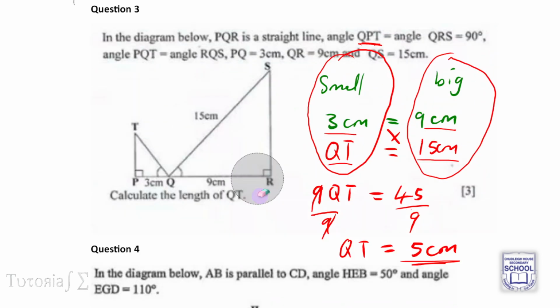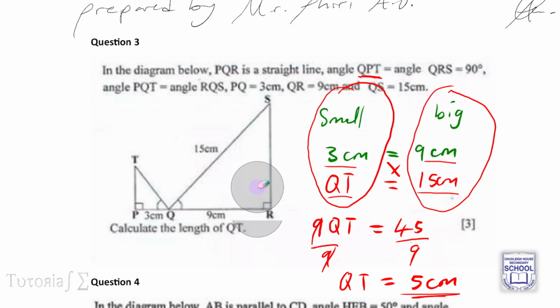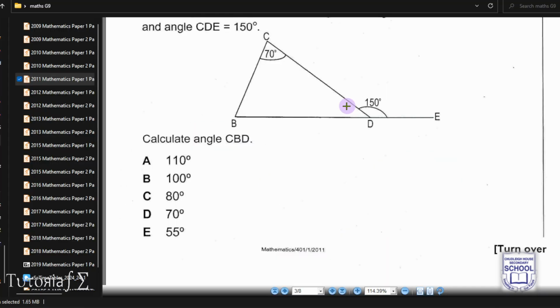Okay, so now before we go to this one, let me see if I can pull up some questions on similarity and congruence. All right, so just a quick activity. I'll just pull some questions. So here you have this triangle here. This is a 2011 paper. You're going to calculate the angle CBD. So just a hint.